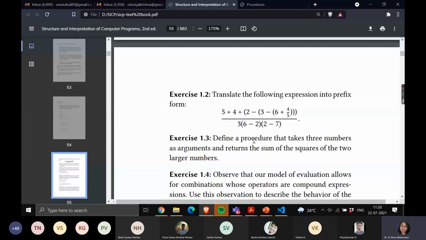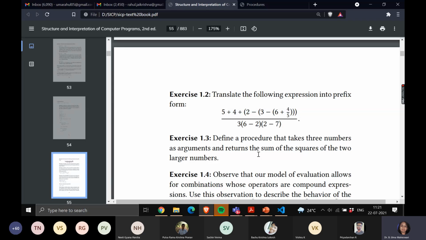Exercise 1.3. Define a procedure that takes 3 numbers as arguments and returns the sum of the squares of the 2 larger numbers. So how many abstractions do you have to write? First of all, we need to have a square, right? A very primitive one. With the help of your square, you have to write another procedure. That procedure takes 3 numbers and returns the sum of the squares of the 2 largest numbers. So that means you have to write the logic in order to find the 2 larger numbers among 3 numbers.